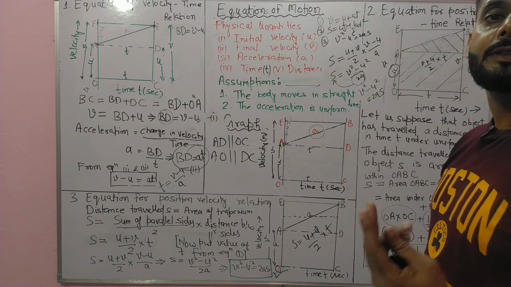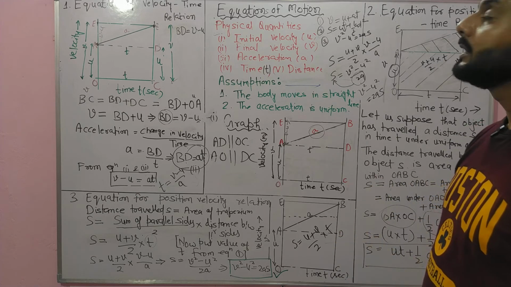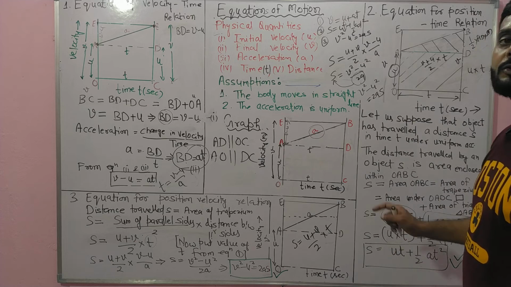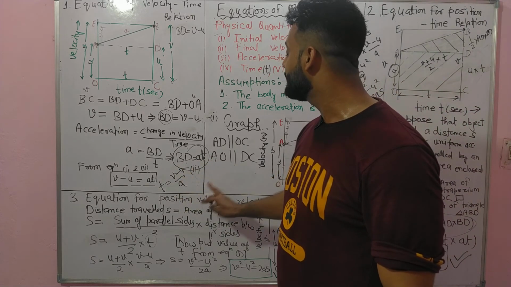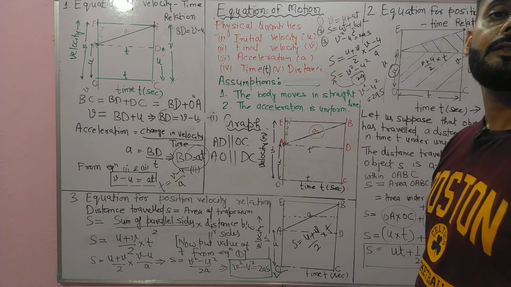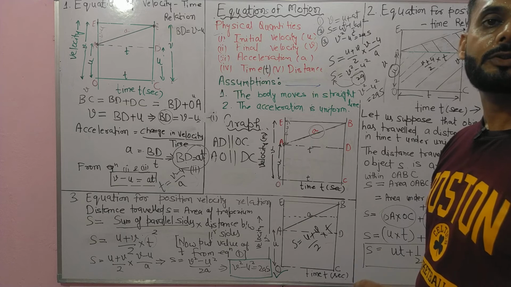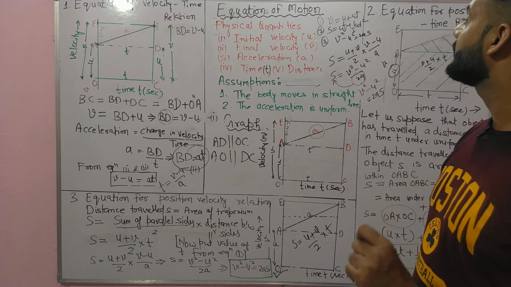Now we have three equations of motion. First one is V minus U is equal to AT. Second one is S is equal to UT plus half AT square. And third one is V square minus U square is equal to 2AS. These are our three equations of motion. Okay, so we have to remember all three equations.